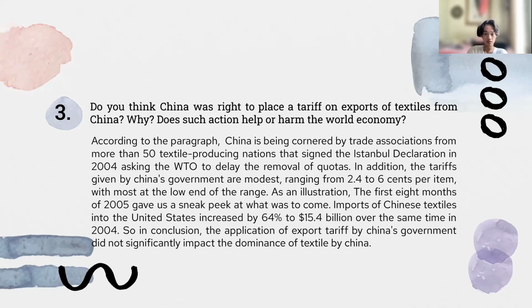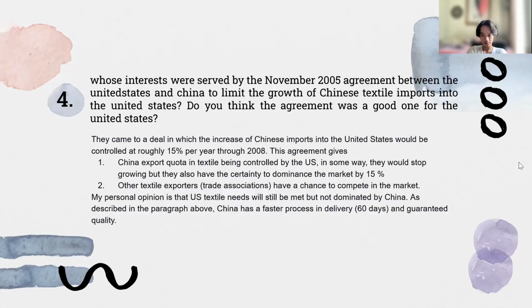As an illustration, the first 8 months of 2005 gave us a sneak peek at what was to come. Imports of Chinese textiles into the United States increased by 64% to 15.4 billion over the same time in 2004. So, in conclusion, the application of export tariffs by China's government did not significantly impact the dominance of textiles by China. Next.